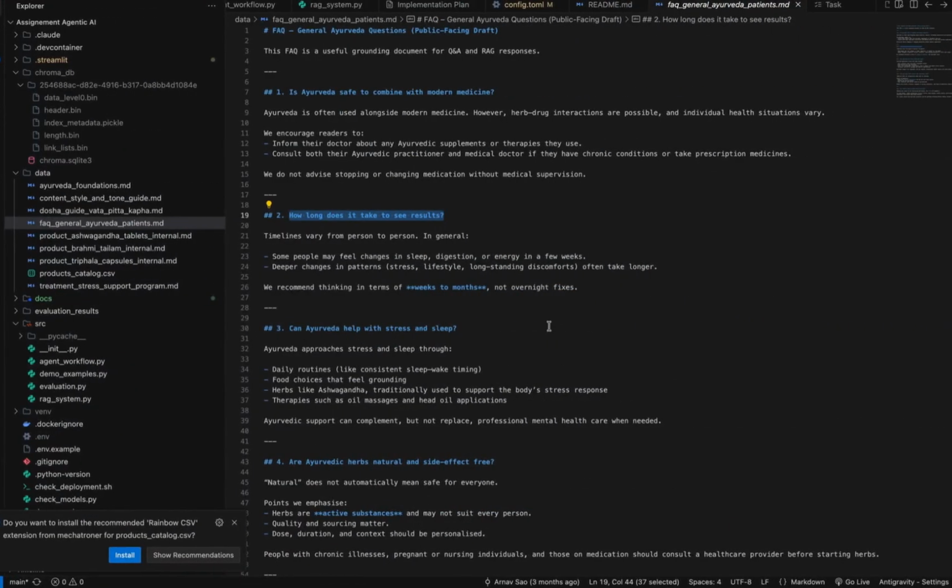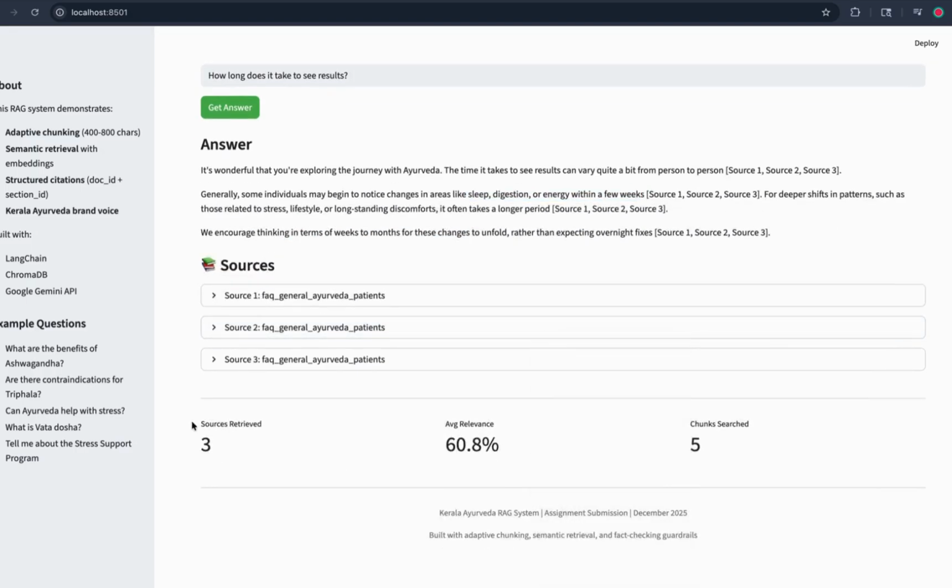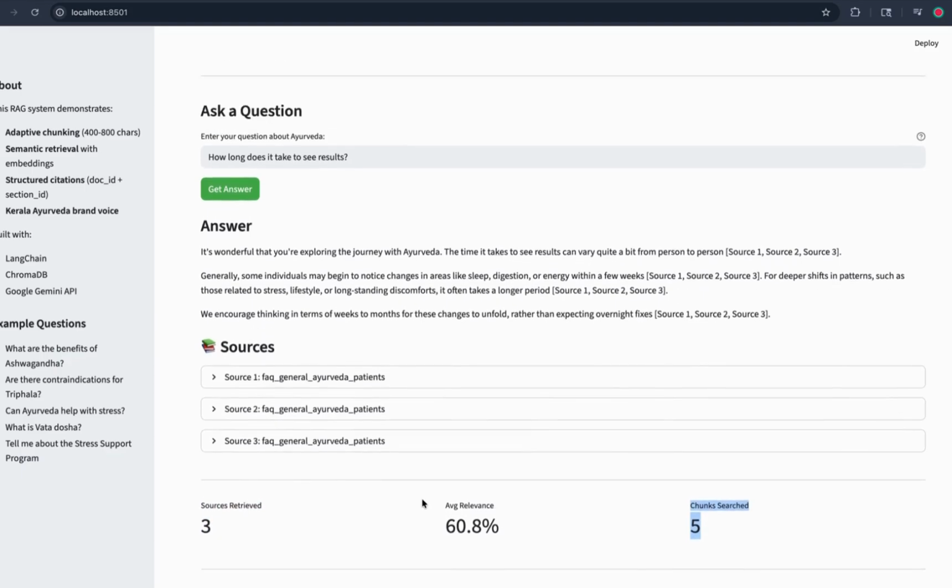Okay, we got this answer from here. Some people may notice changes in sleep, digestion, and energy in a few weeks. So we got the same over here. Following that, we also got the average relevance score, source retrieval, and chunks searched.